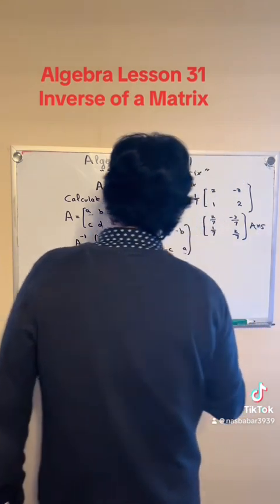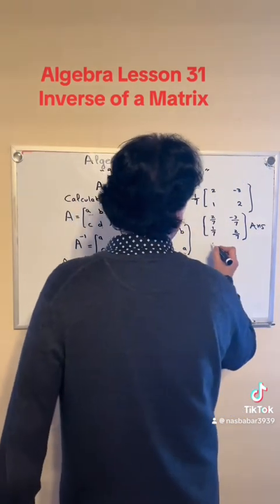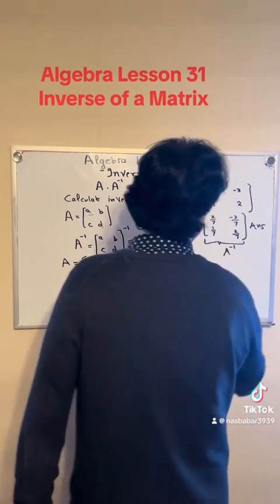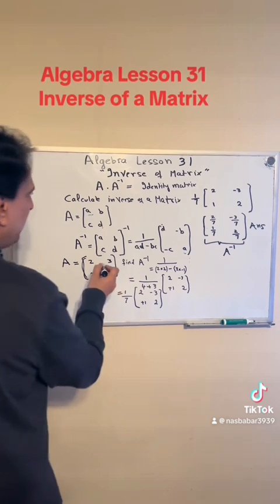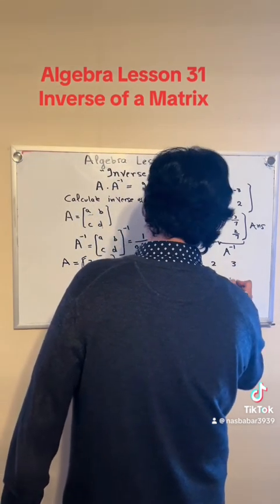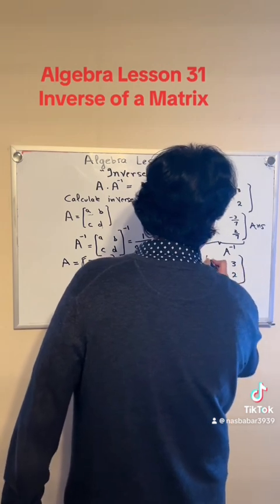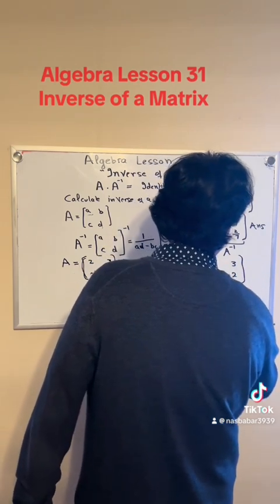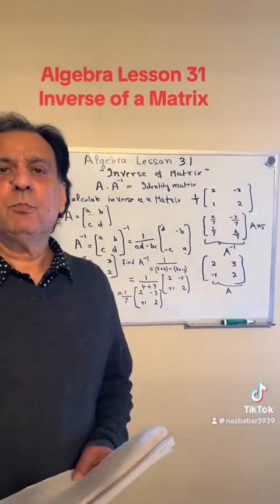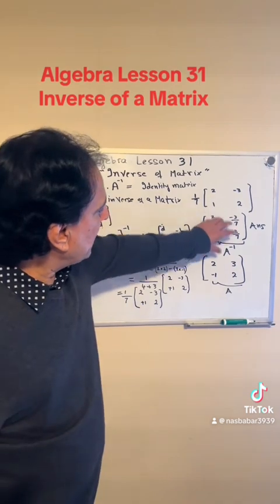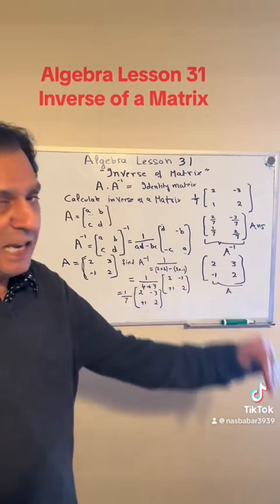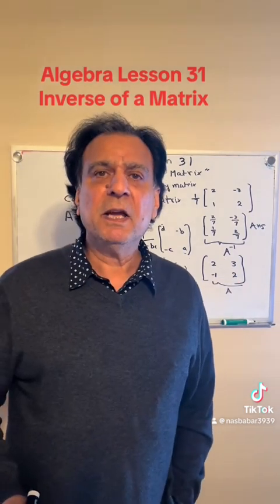This is basically the inverse, A minus 1, and A is 2, 3, minus 1, 2. This right here is the A matrix, and I took the inverse of that and got this. In my next lecture, I will prove to you that if we multiply the A minus 1 matrix by A, we will get ones in the diagonal. So stay tuned. I'm going to come back and show you that.